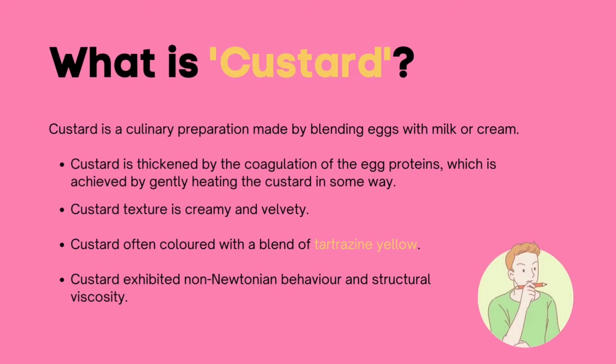What is custard? Custard is a culinary preparation made by blending eggs with milk or cream, and it is thickened by the coagulation of the egg proteins, which is achieved by gently heating the custard in some way. Usually, the texture is creamy and velvety, and often colored with tartrazine yellow, and it exhibits non-Newtonian behavior and structural viscosity.